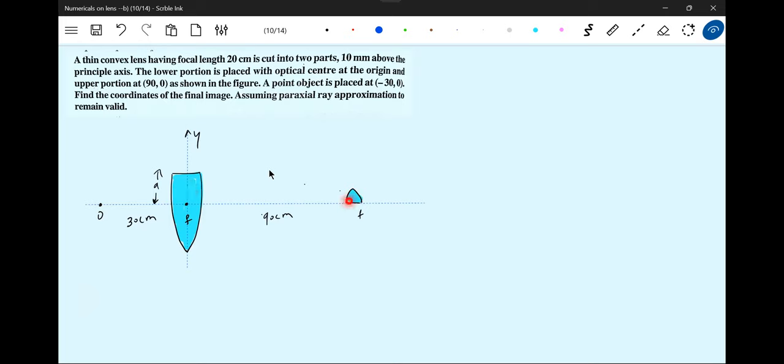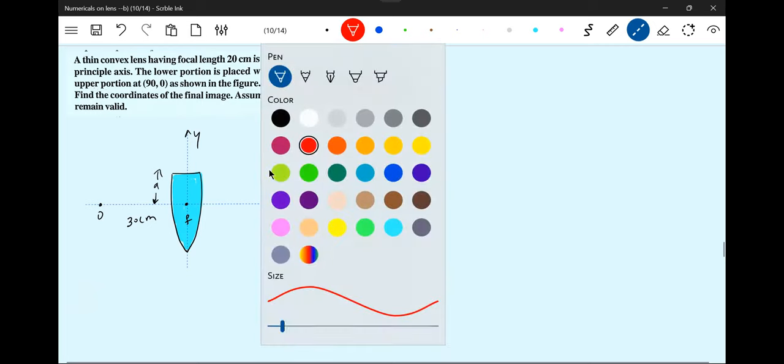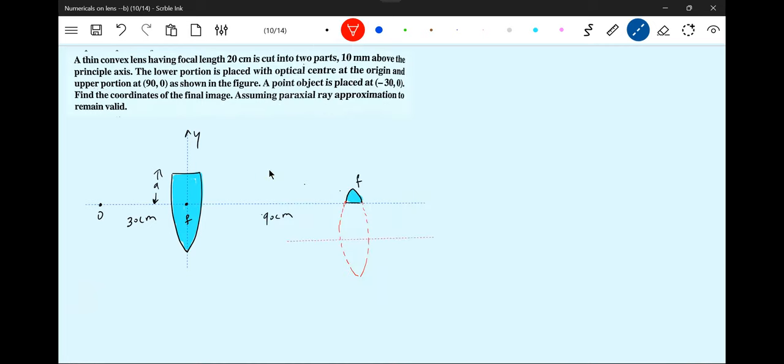What about this? How to work out this one? It is not on the principal axis. So if there were a complete lens, its principal axis would have been somewhere here. This is the key thinking of the problem. The optic center, what we call C, would have been here. This is the optic axis for this piece of the lens. This is the optic axis for this one.